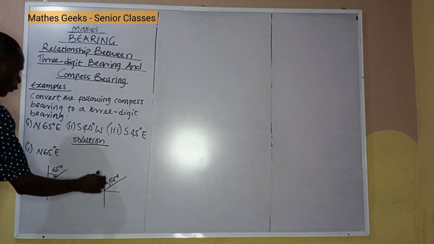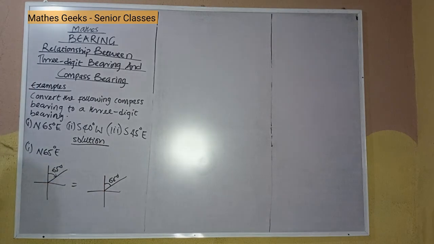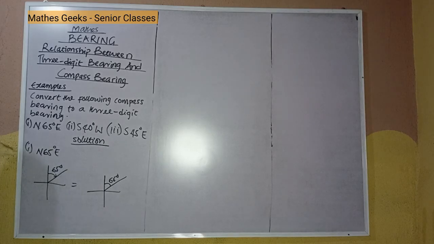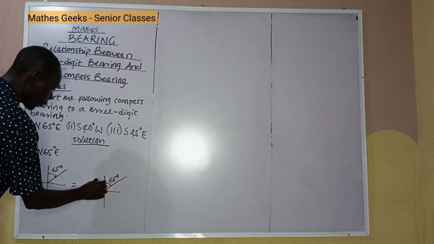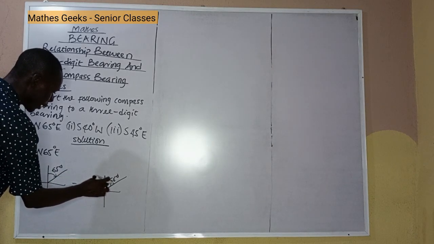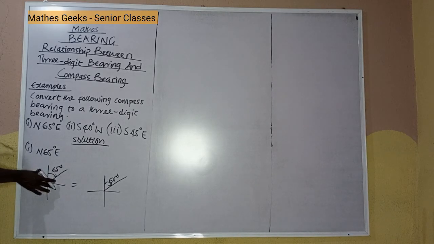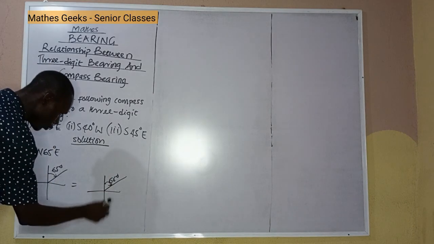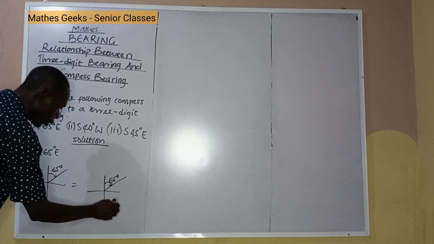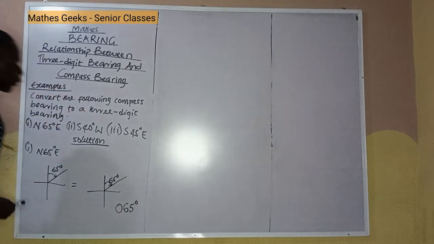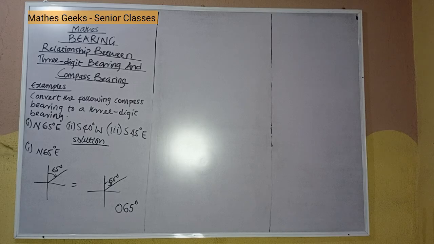If you measure from the north, for a 3-digit bearing, your measurement must start from the north only. When you start from the north, anywhere the line is, turn your angle of rotation until you meet the line, and then stop there. So if you start from the north and get to where this line is, you still get 65 degrees. So what you have here as 65 degrees is the 3-digit bearing. Since you only have 2 digits here, just add 0. So it becomes 065 degrees. That's it.